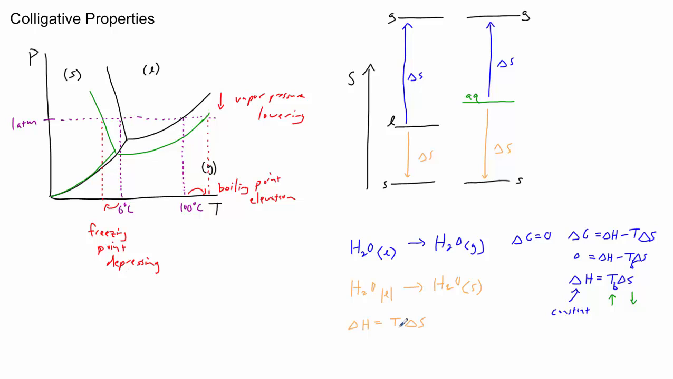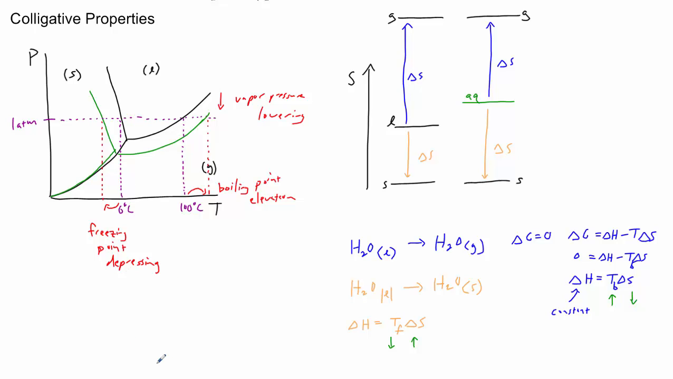So I'll label this TF. We often call that TM for the melting point, but the freezing point and the melting point are the same. And since we often call it freezing point depression, I'll call it TF. And so when we then look at our analysis here, in the case where we have the solution, we're going to have a larger value for delta S, and so that means we're going to have a smaller value for the freezing temperature. So we're going to have freezing point depression.